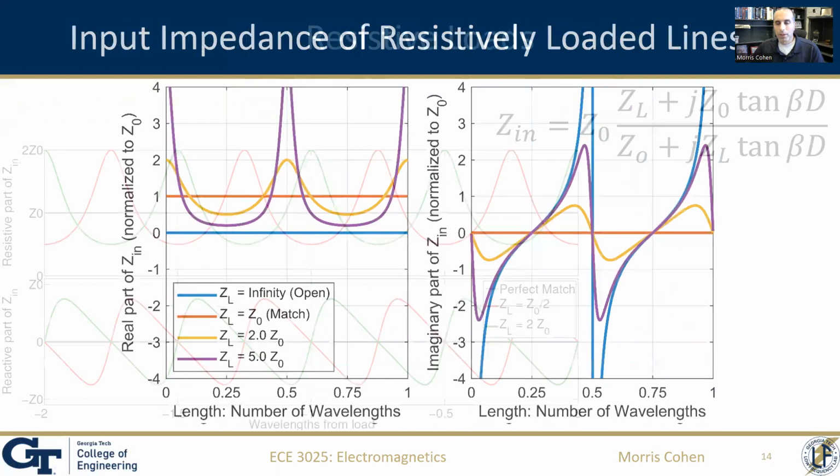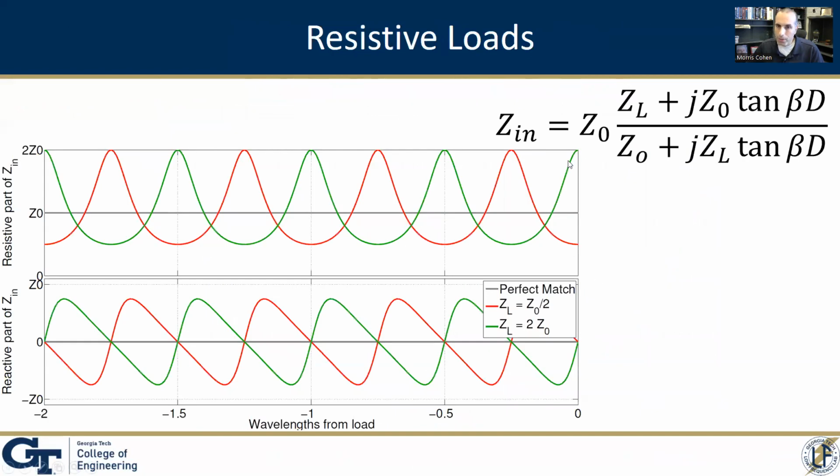You'll also notice that the half wave point right here, this is 0, this is the half wave point, always returns to where you started. So having a half wavelength of transmission line is basically the same as having no transmission line at all. Again, if you're considering one frequency.